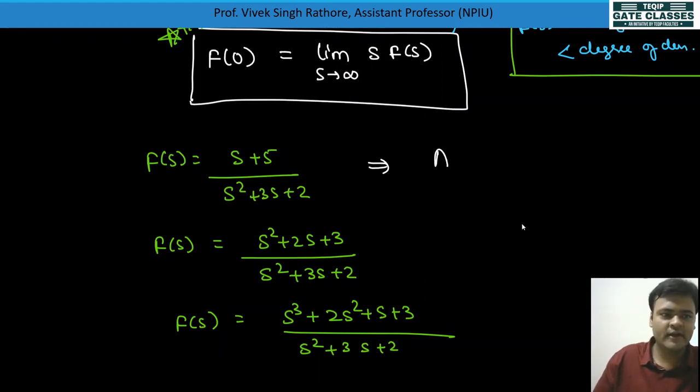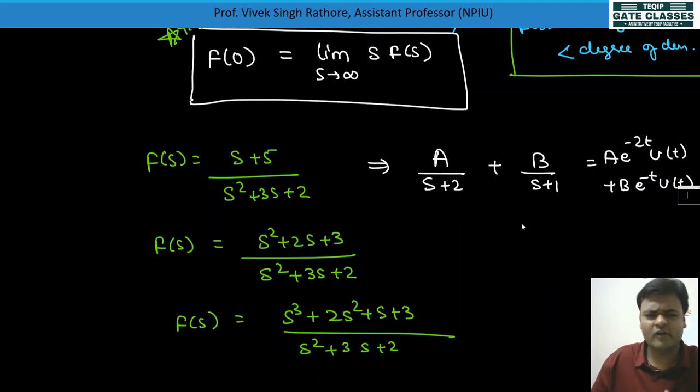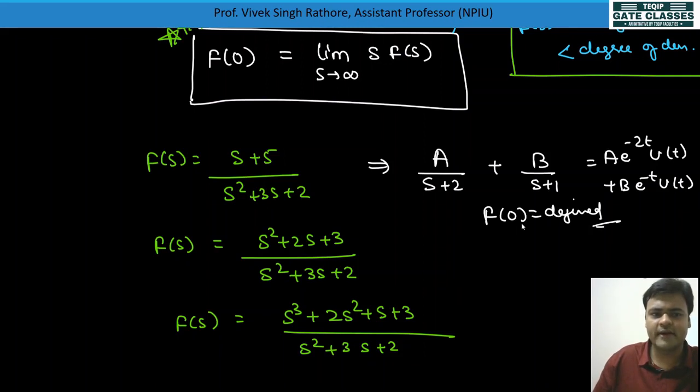So here we can write, let's suppose, a over s plus 2 plus b over s plus 1. Its value will be a e to the power minus 2t u of t and b e to the power minus t u of t. Definitely, in the time domain, for t tending to infinity or t tending to 0, you can see some value will be defined. So f of 0 will be a defined value for this.